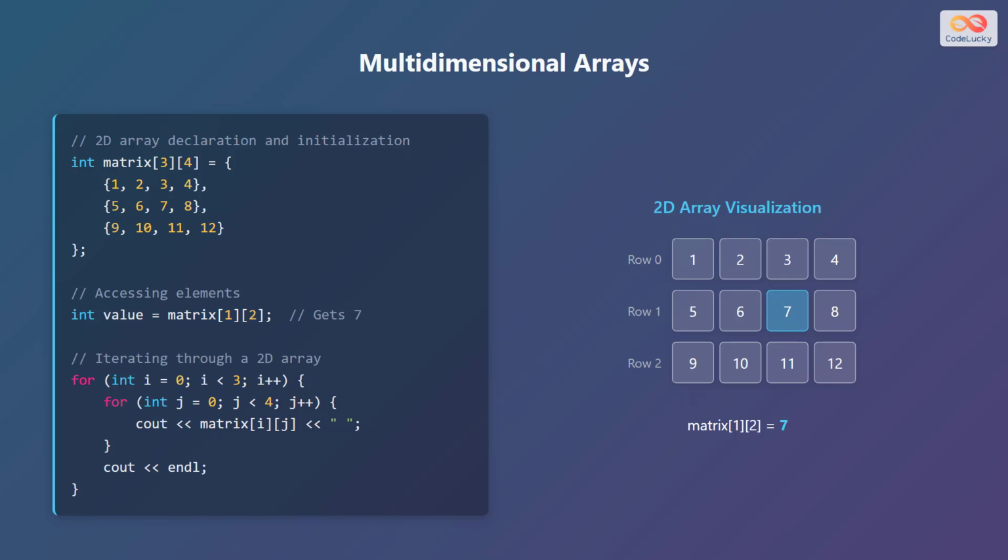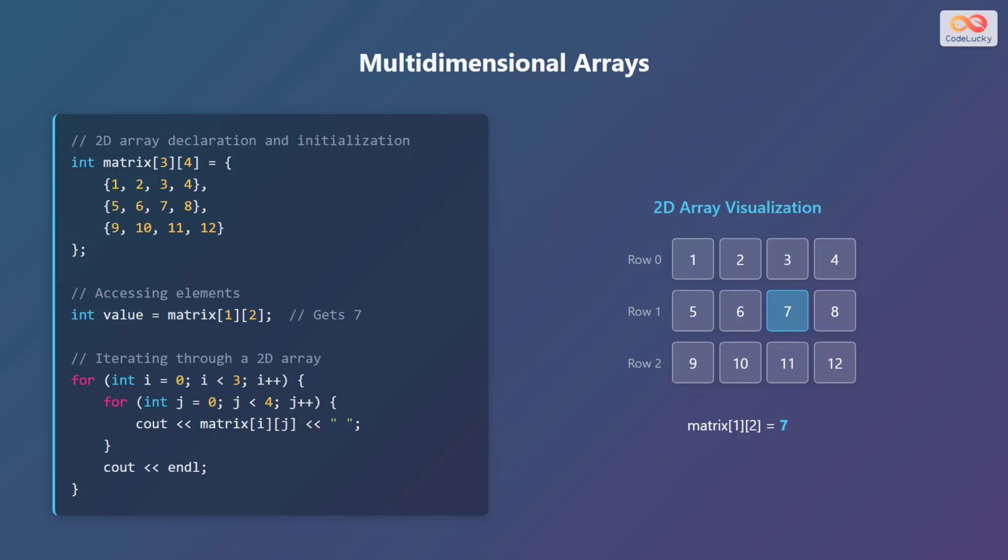Now let's dive into multidimensional arrays. In C++, you can create arrays with multiple dimensions such as two-dimensional arrays, which are useful for representing matrices or tables. A 2D array is declared by specifying the number of rows and columns. For example, int matrix[3][4] declares a 2D array with 3 rows and 4 columns. Elements in a 2D array are accessed using two indices, one for the row and one for the column.